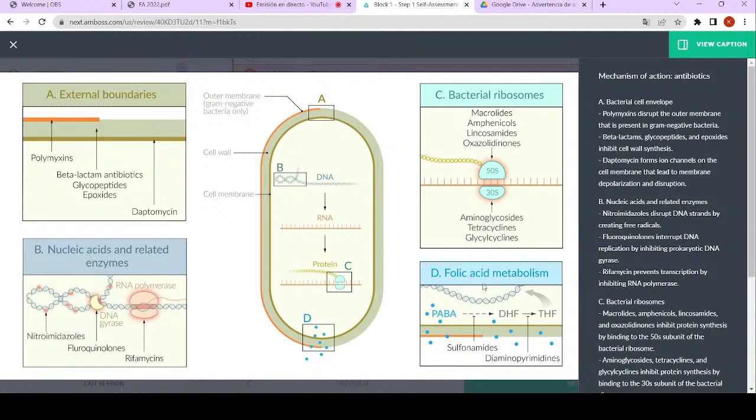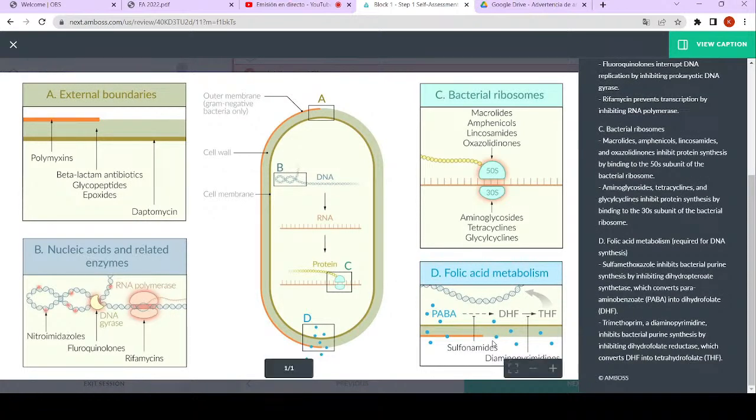And in the folic acid metabolism, sulfonamides here, they have the PABA to the DHF, and the aminopyrimidines. So that's the reason you give trimethoprim-sulfamethoxazole. Okay.